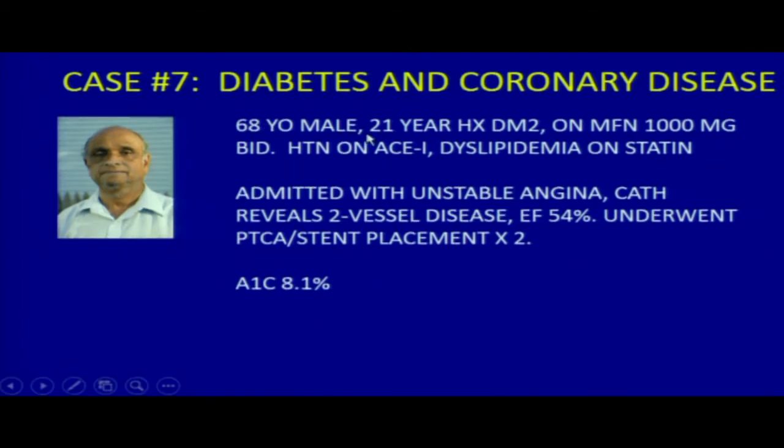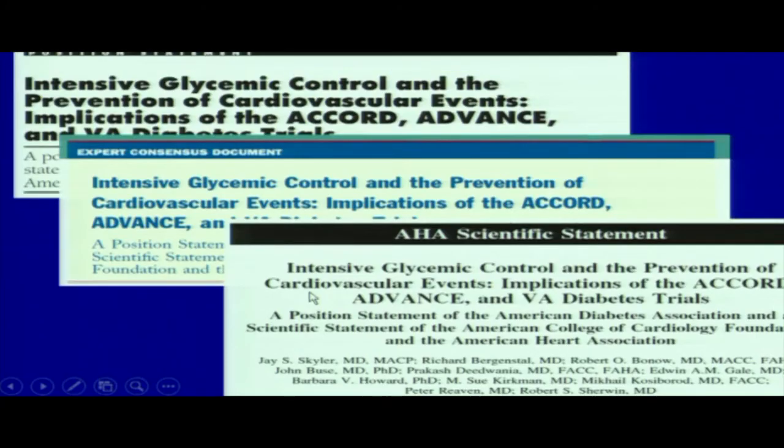So this is a 68-year-old male, long-standing history of diabetes, treated for hyperlipidemia and hypertension, very well controlled, on metformin, and the patient is admitted with unstable angina. He got angioplasty, got stent placement, and now you have a patient with high risk of cardiovascular events. He has had an acute MI, so you know that he has 50% chance to develop a second MI during the next 3 to 5 years. So what do you do? The hemoglobin A1C is 8.1.